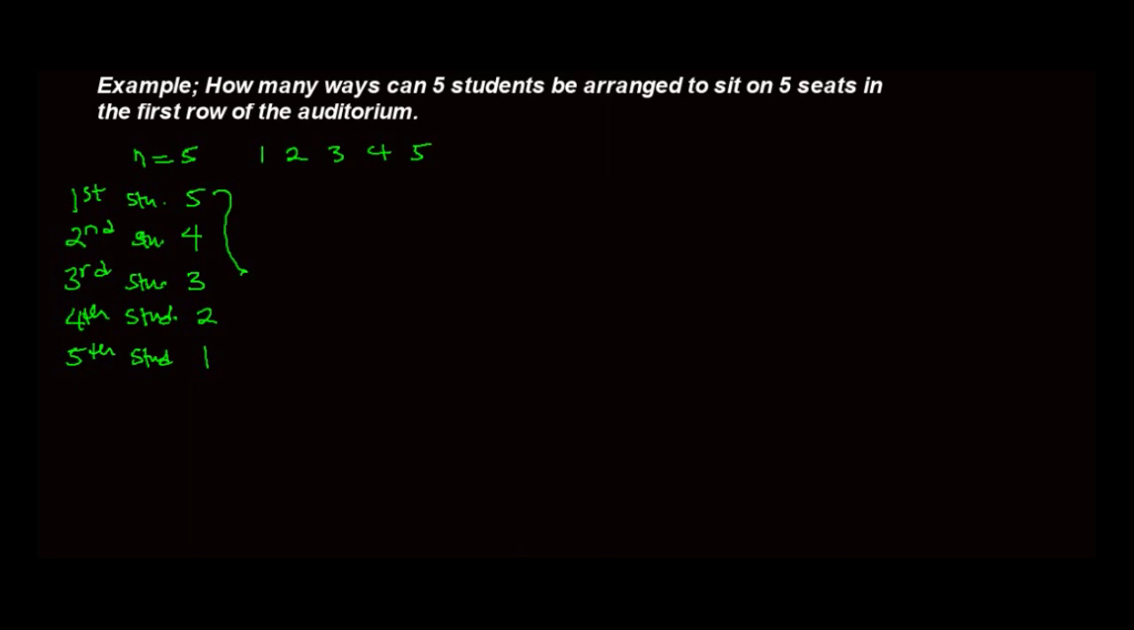So looking at all of this, we will now have this to be 5 times 4 times 3 times 2, which is equal to 5 factorial, and which is equal to 120. So you have 120 ways to arrange 5 students on 5 seats that are in the first row of the auditorium.